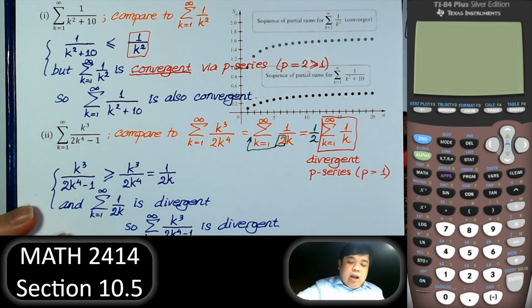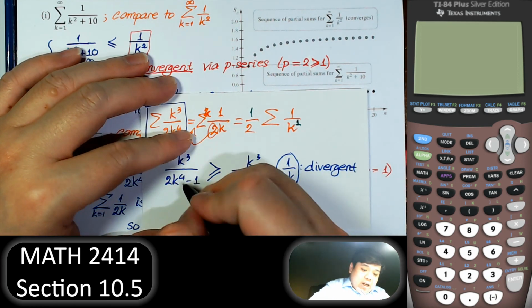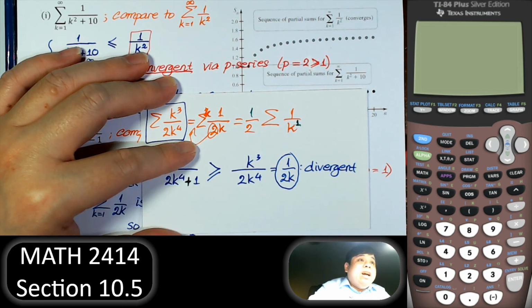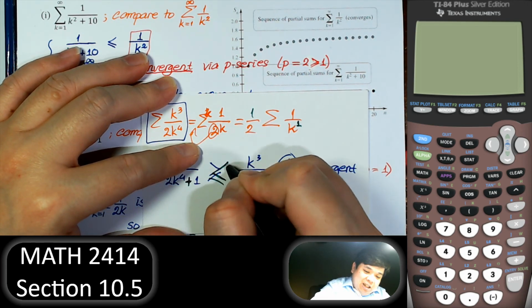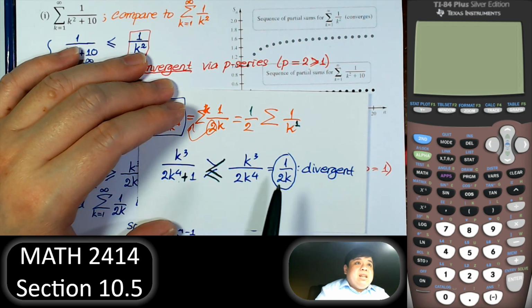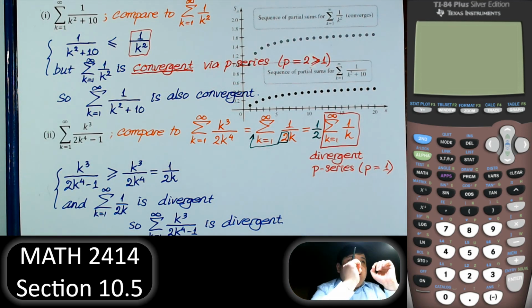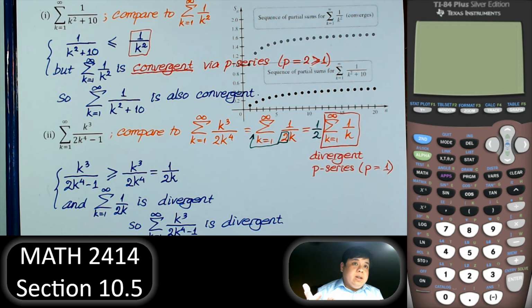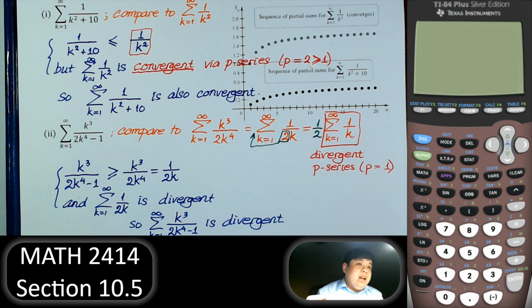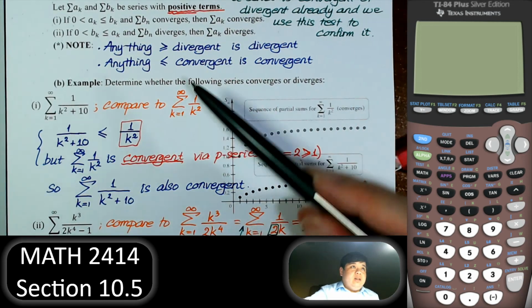But then you say, what happens if instead of a minus, it is a plus? If it is a plus, then we have to flip the inequality like this. Now, if it is less than divergent, then we cannot say anything. Again, bigger than divergent is divergent, less than convergent is convergent. If it is bigger than convergent, we don't know what it is. If it is less than divergent, we don't know what it is either. So it has to be strictly this.